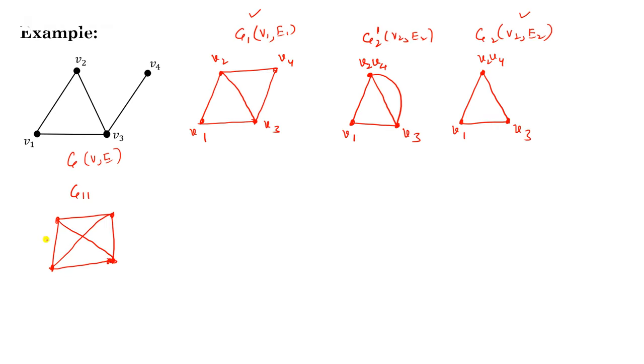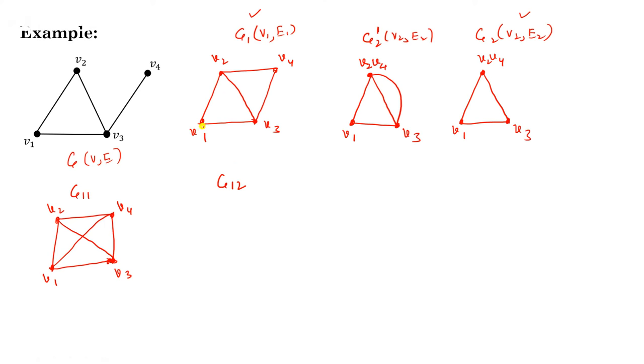So this graph is V1, V3, V4 and V2. So this is G11. I have inserted an edge between V1 and V4. So this is G11. Now G12, the second graph formed from G1.